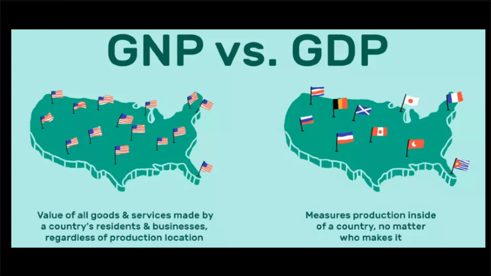In this video, let us discuss GDP and GNP. So what is a GDP? GDP means gross domestic product. It is the total market value of all the finished goods and services produced by both citizens and non-citizens during a certain time period. It is used to determine the size of the economy of the nation.